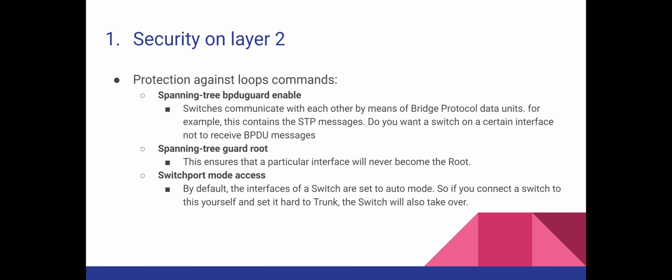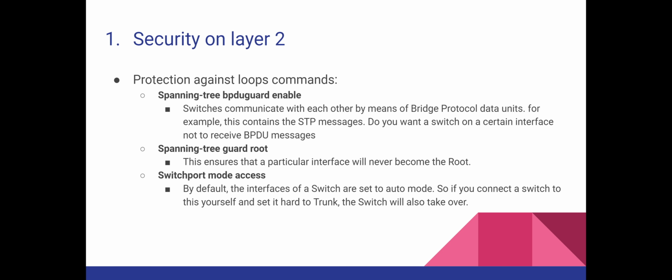So what do you do for security on layer 2? First of all, you're going to enable spanning tree BPDU guard. Switches communicate with each other by means of bridge protocol data units. For example, this contains the STP message. Do you want a switch or a certain interface not to receive a BPDU message? So this basically prevents these messages from being sent over the network.